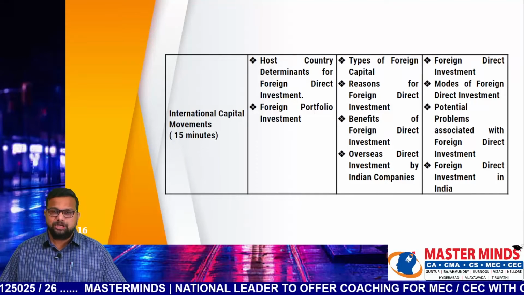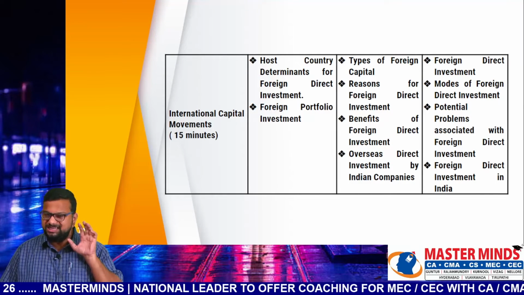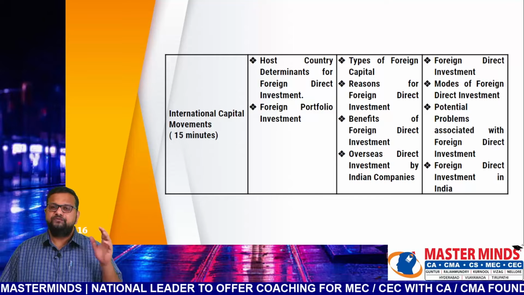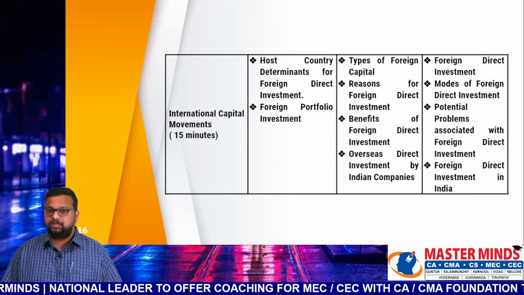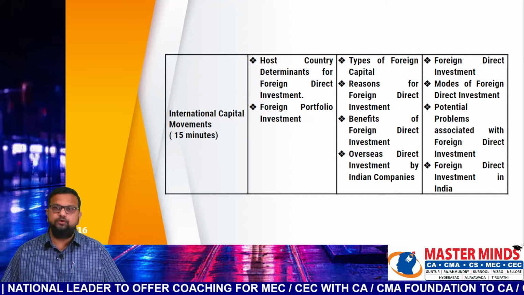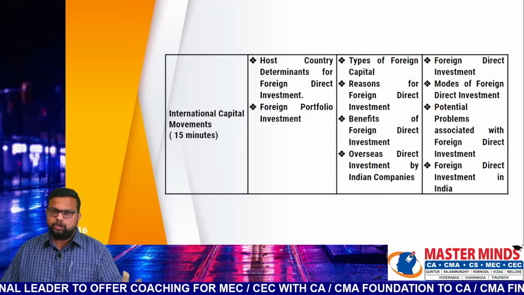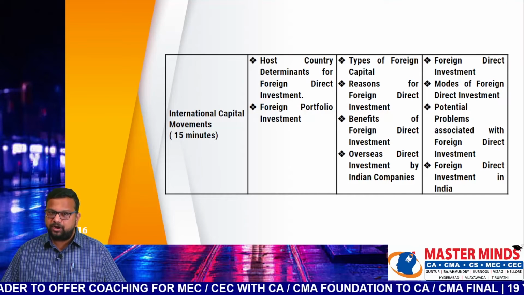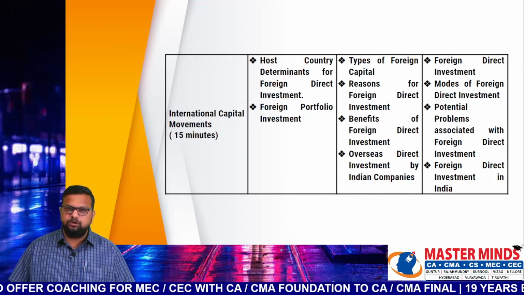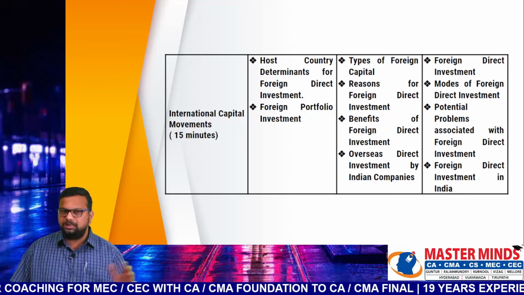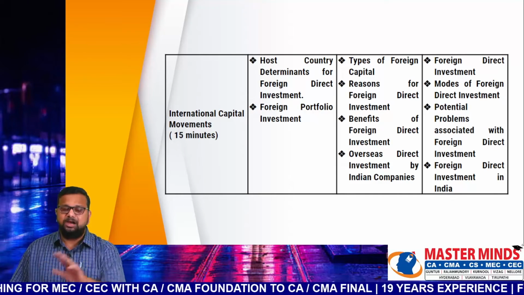Next, international capital movements. For this 15 minutes is enough. So first priority topics are host country determinants for foreign direct investment, foreign portfolio investment. Second priority topics are types of foreign capital, reasons for foreign direct investment, benefits of foreign direct investment, overseas direct investment by Indian companies. All the remaining topics have been classified as third priority topics.